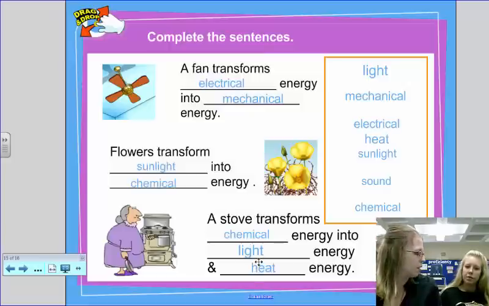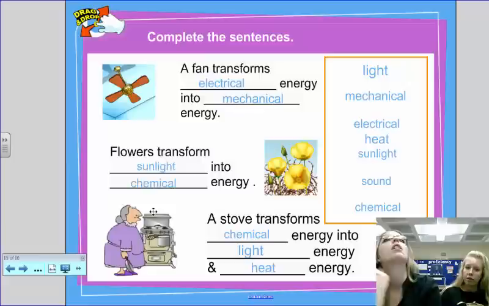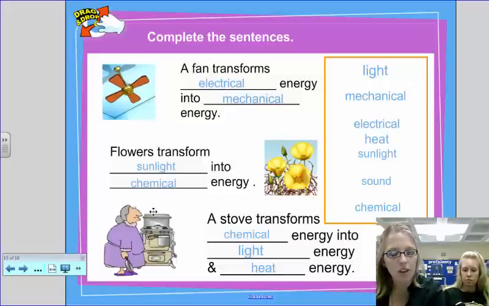And there are some other ones, like the flower. If you put that it transforms light into mechanical energy, that would be correct because the flower grows. Oh, I didn't think about that. So if you have something different, feel free to come talk to us and see if what you have is a possible answer. Okay, guys, that's it for energy. If you have any questions, like she said, come find us. Hasta la vista.